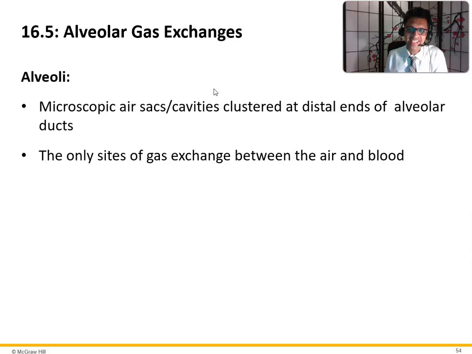Now, where does gas exchange take place? Gas exchange takes place in the alveoli. The only site of gas exchange between air and blood occurs in the alveoli, which are microscopic air sac cavities clustered at distal ends of the alveolar ducts.